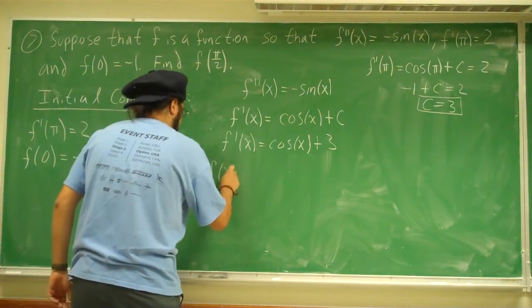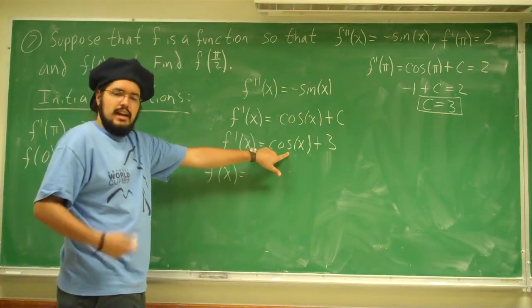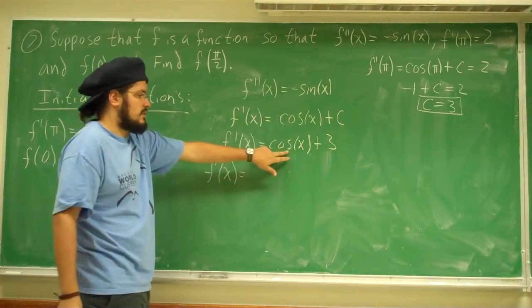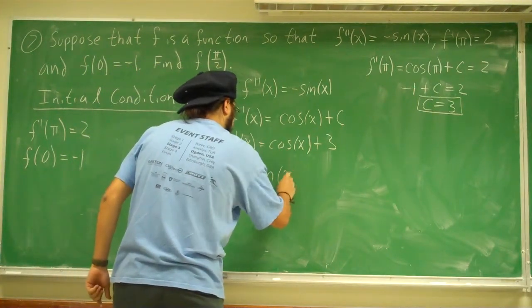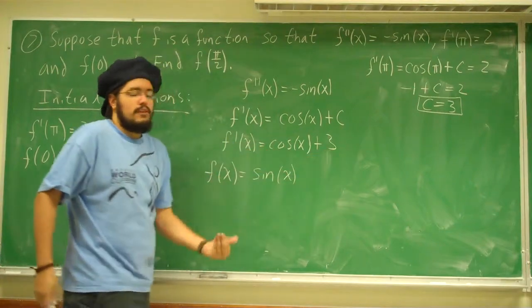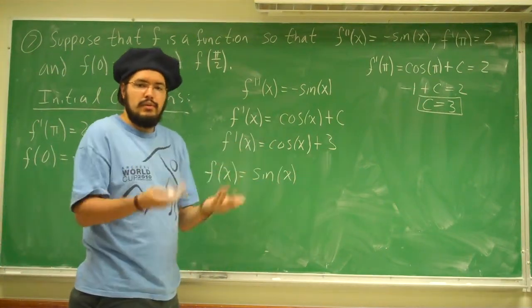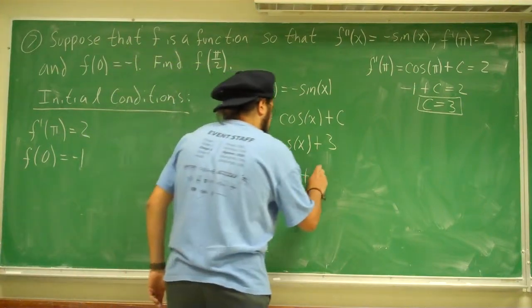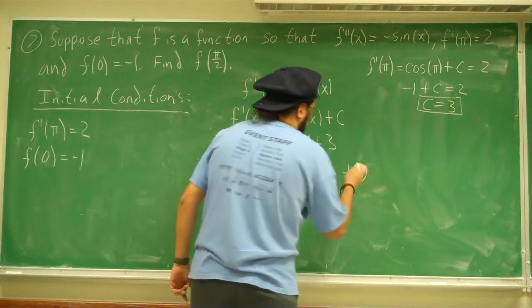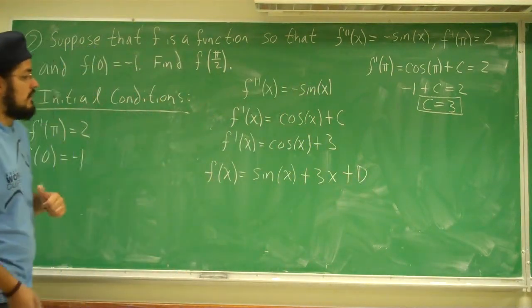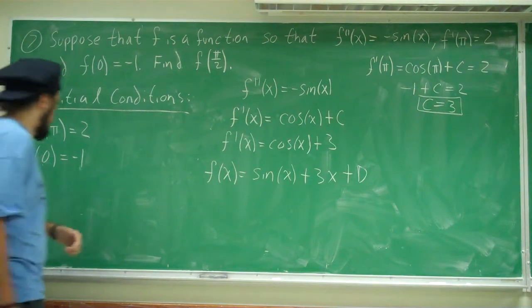So I need to take the antiderivative of this function to get f of x. By taking the antiderivative again, I get f of x. Now I've got to find a function that, if I take the derivative of that function, I get cosine of x. Well, we know that function is sine of x. Now, for this 3, I want to find a function whose derivative is just 3. Well, the derivative of 3x is 3, so that's going to be plus 3x, plus a constant d. Okay, so now I want to find the constant d. We can use this initial condition to find that constant d.